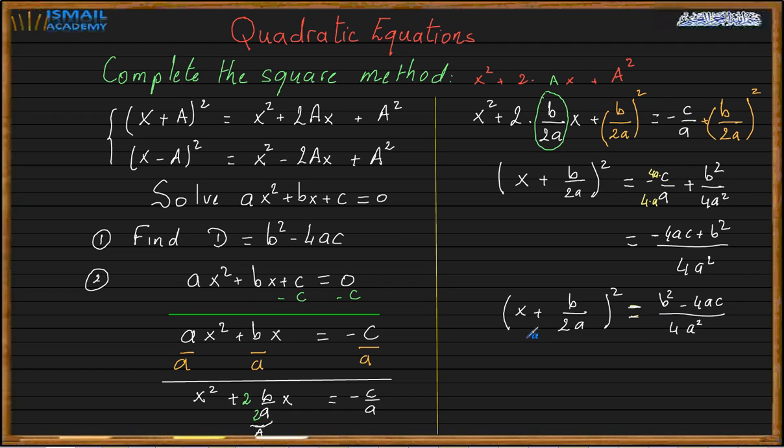So that's the case. Let me do the first case. If b squared minus 4ac is less than 0, which means no solution. No, then no resolution.